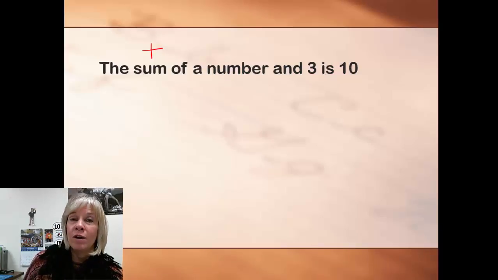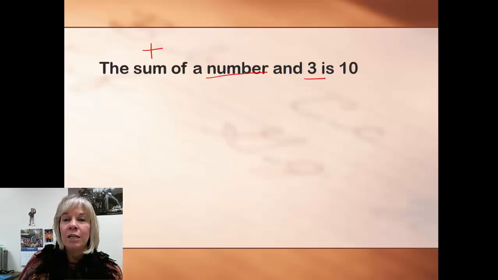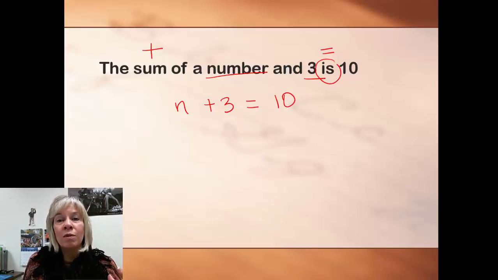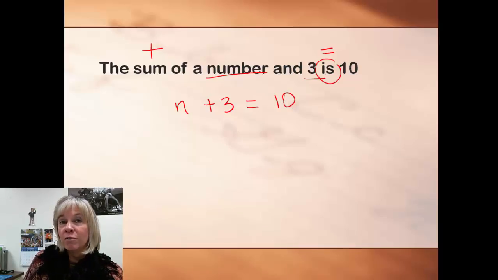Then decide, okay, what am I going to add? I'm going to add a number and 3. And our other key word is the word is. Is means equals. So let's write out our problem. A number, we'll use a variable, we'll use n for number, plus 3, our sum, is 10. So there we've taken our word problem and made it into an actual equation that we can solve, where we would subtract 3 from both sides and find what n equals.